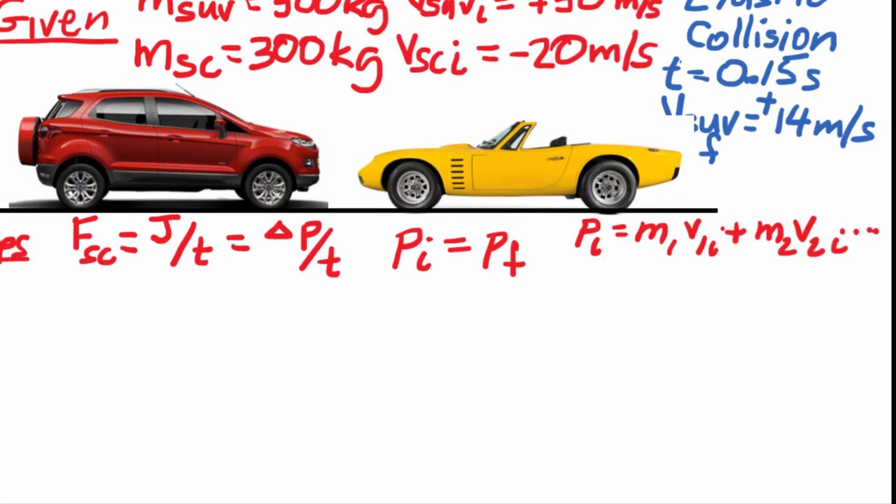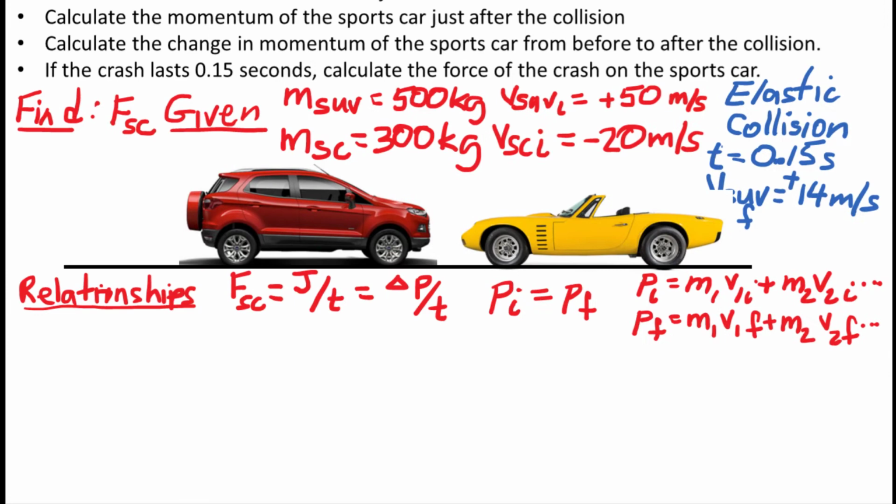We could do it this way. Our initial momentum is equal to the momentum of each of the individual items before the collision, and our final momentum likewise is the final momentum of each of the objects in the collision. But there might be an easier way of solving this problem. Because it is a collision, we know that the momentum lost by the SUV is the momentum gained by the sports car. That'll come in handy because we're looking at a change of momentum of the sports car divided by time to give us our force.